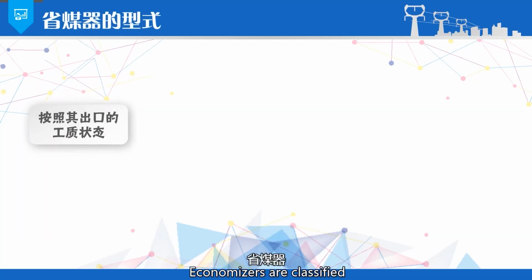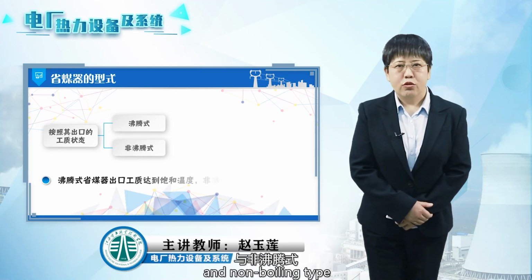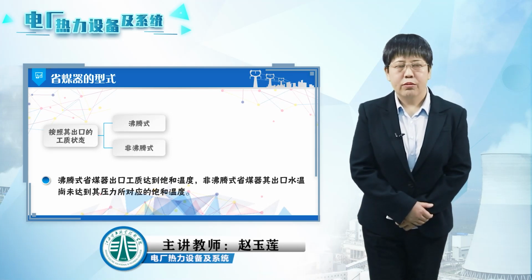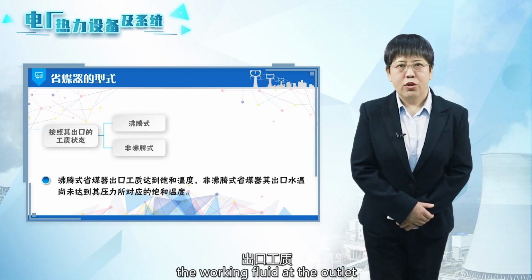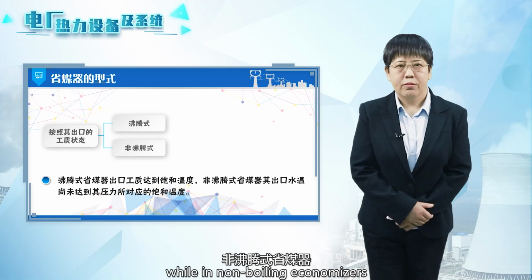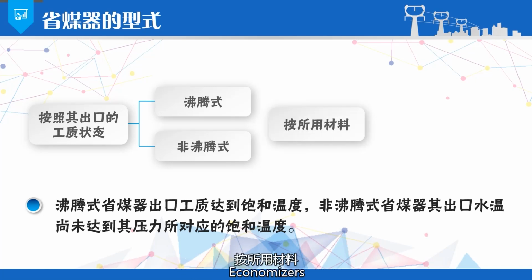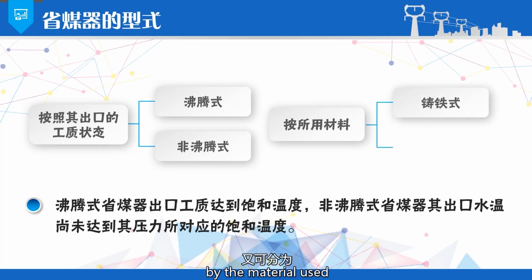Economizers are classified according to the state of the working fluid at their outlet into boiling type and non-boiling type. In boiling economizers, the working fluid at the outlet reaches the saturation temperature, while in non-boiling economizers, the outlet water temperature has not yet reached the saturation temperature corresponding to its pressure. Economizers can also be categorized by the material used into cast iron type and steel tube type.